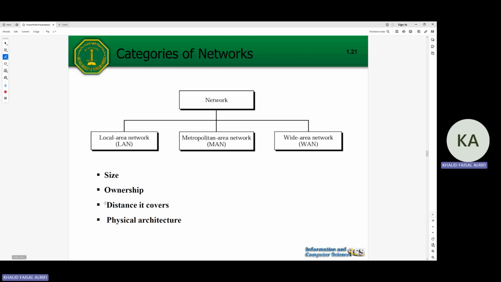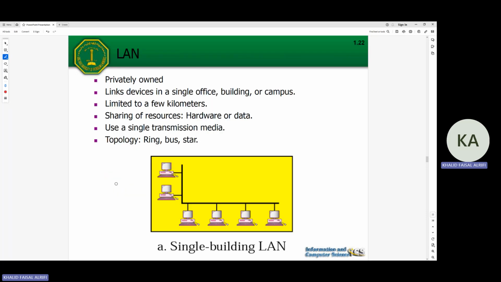Categories of networks. We have three types of network. The local area network, whose abbreviation is LAN. Metropolitan area network, whose abbreviation is MAN. Wide area network, which is WAN. The differences between them are the size, ownership, distance covered, and the physical architecture.